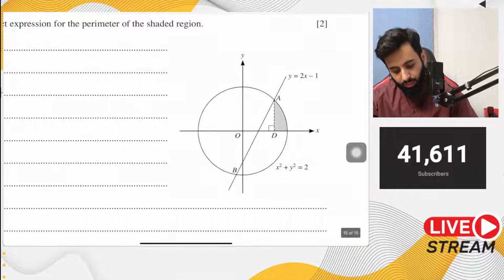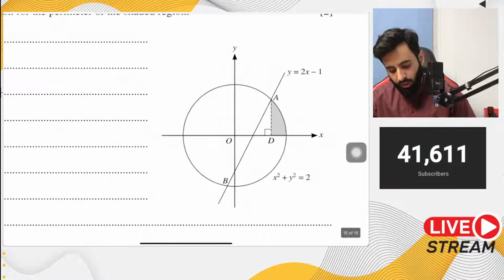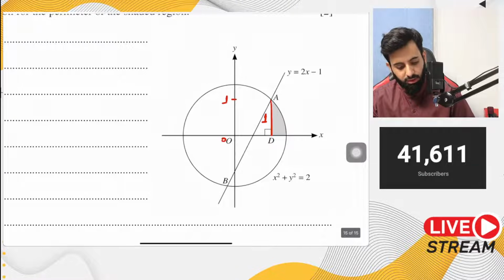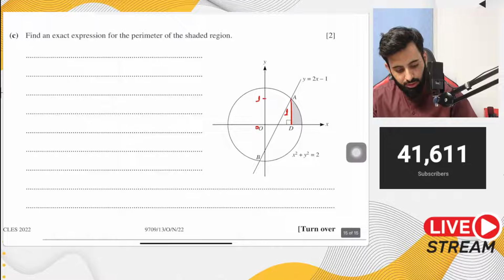So let's see what we're going to do in order to find the perimeter of the shaded region. Now, as far as one length is concerned, this length is pretty straightforward. It's 1. Why? Because A has y coordinate 1 and D is on the x-axis, so the y coordinate will be 0. So here's 1.